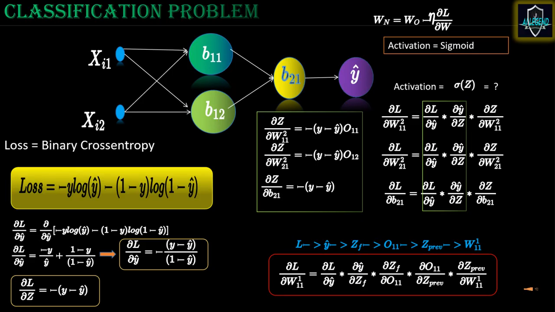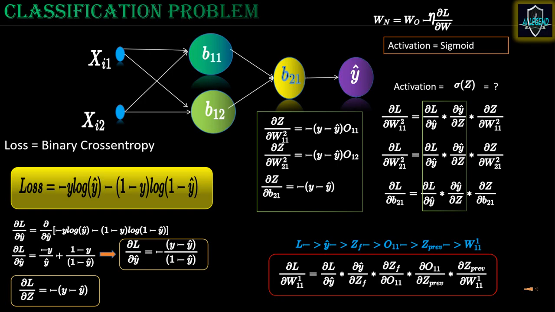So if we see, L depends upon y hat, y hat depends upon zf, and zf depends upon O11. O11 depends upon Z previous, and the Z previous depends upon W111. So how will the equation come out in the picture? Del L over del W111.